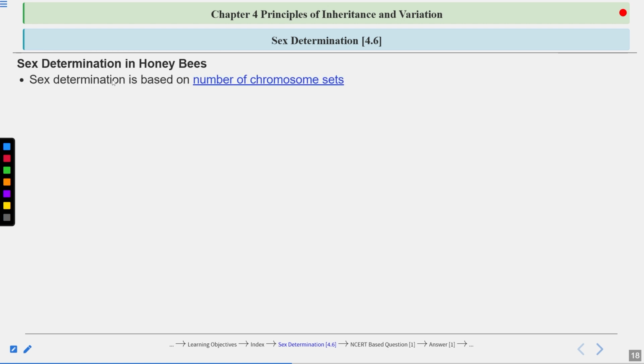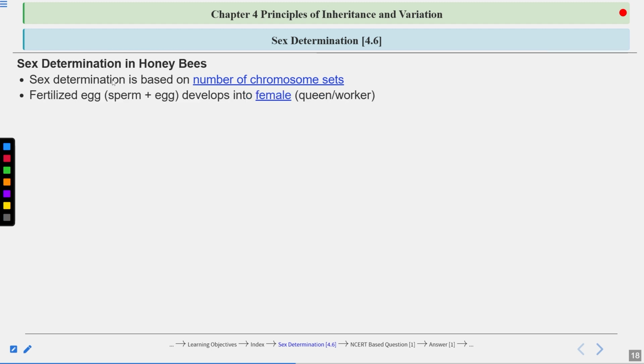Now here the sex determination is based on the number of sets of chromosomes. How many sets of chromosomes are present? Whether there is a single set of chromosomes or a double set of chromosomes, meaning whether the cell is haploid or diploid. Okay, whether the cell is n or 2n. The ploidy of the cell determines the sex here. How many sets of chromosomes are present in the cell?